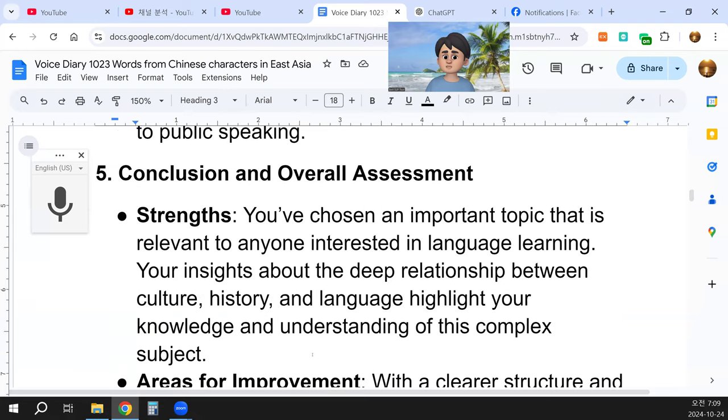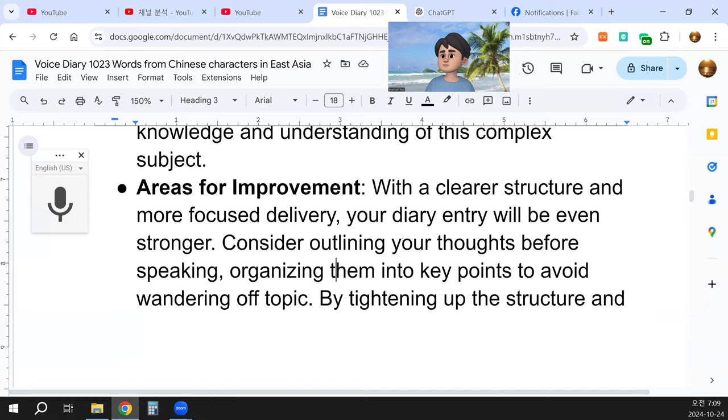Conclusion and overall assessment. You've chosen an important topic that is relevant to anyone interested in language learning. Your insight about the deep relationship between culture, story, and language highlights your knowledge and understanding of these complex subjects. Areas for improvement. With a clearer structure and a more focused delivery, your diary entry will be even stronger.